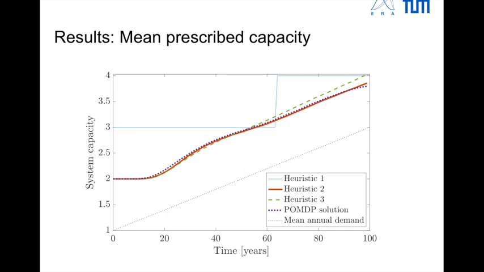We can also have a look at the mean capacity prescribed by the 4 strategies. And here again, we see that heuristic 1 actually has only one choice, which is to upgrade from 3 to 4 at year 65. And heuristic 2 and 3 follow quite closely the solution prescribed by the POMDP, at least in terms of expected prescribed capacity.